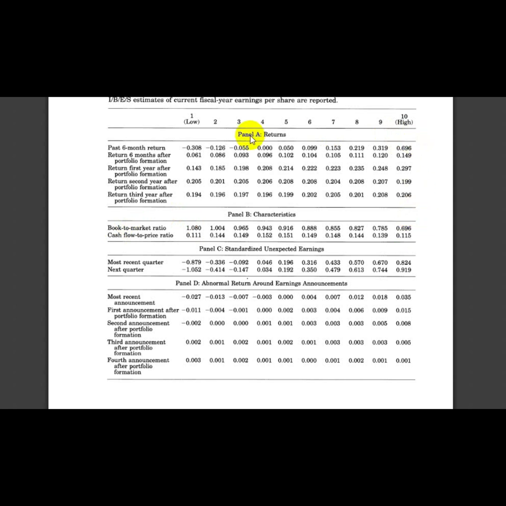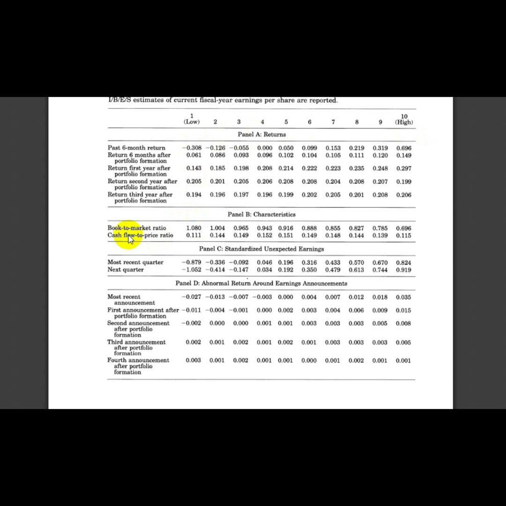And on the other side of the coin, these companies in the lowest portfolio lost 30% of their market value in the past 6 months. So then the book to market ratio would likely be pretty high.